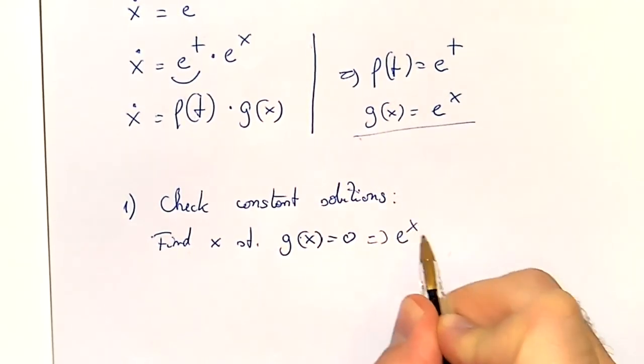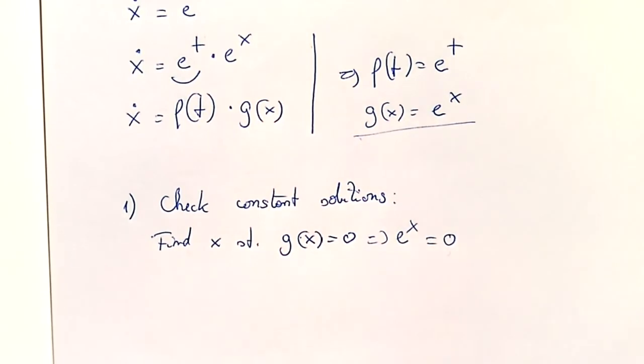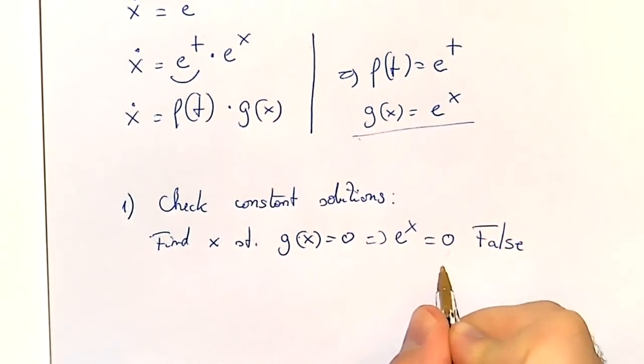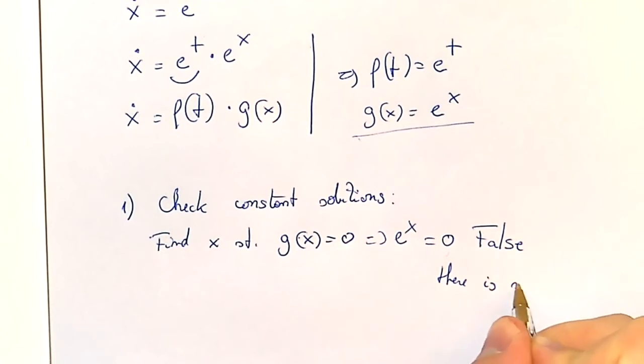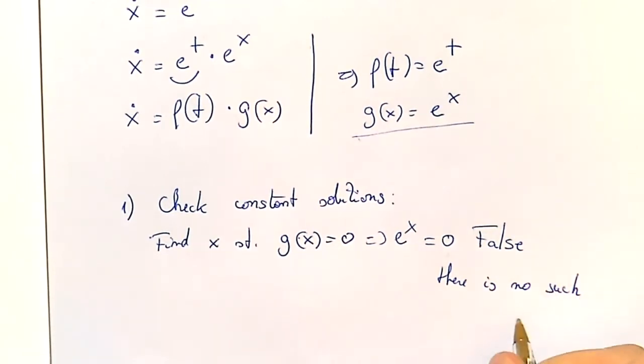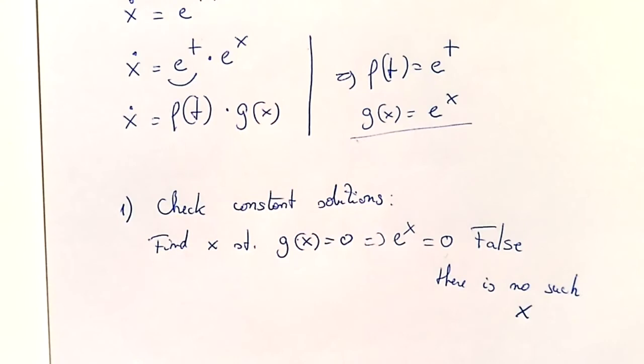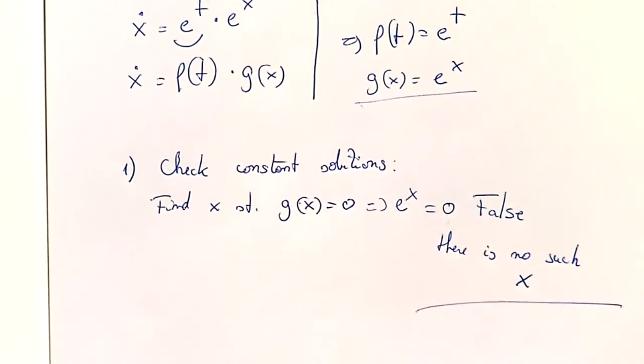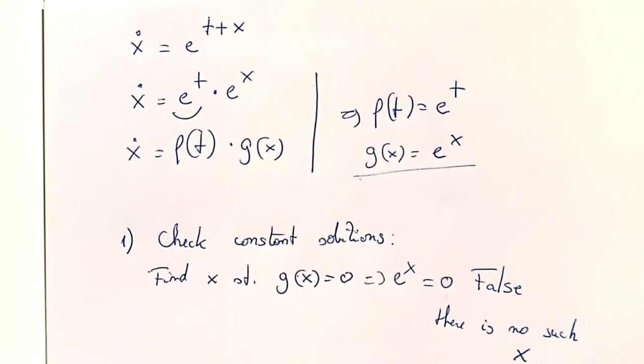So this implies that e to the power of x is equal to 0. This is false. There is no such x, right? Like exponent is always strictly positive. There is no such x. So there is no constant solution. That's fine. And I'm done with finding constant solutions. Any questions to what I just did right now?